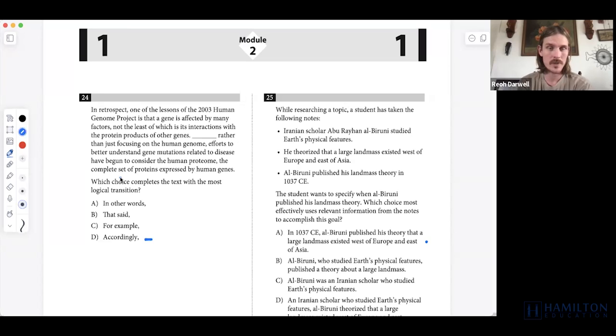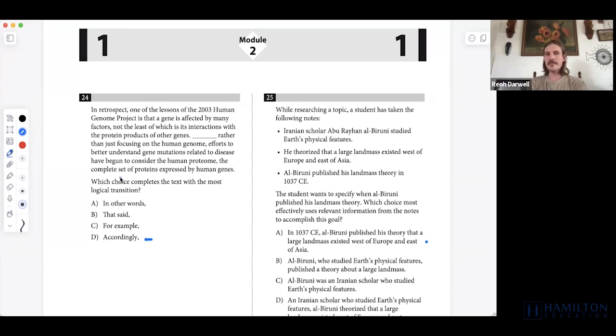So what is the relationship, we should ask? Sentence 1 says, just a gene is not enough, right? There are many factors we need to consider and many interactions. Sentence 2 says, as a result of this, because of this previous thing, we therefore should do something else, right? Meaning focus or study the proteome, which is the complete set of proteins expressed by human genes. Don't get too bogged down in the technical language or the jargon here. That isn't what's going to lead you to the correct answer choice or not. You just have to think about the logic, all right?